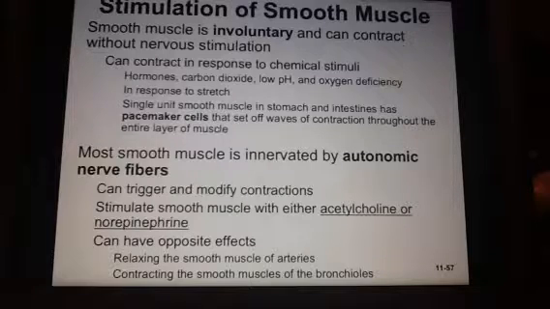Most smooth muscle is innervated by autonomic nerve fibers, so they can trigger and change the contraction. You can stimulate smooth muscle with acetylcholine or norepinephrine, and they can have opposite effects.